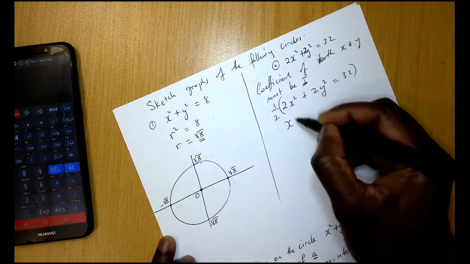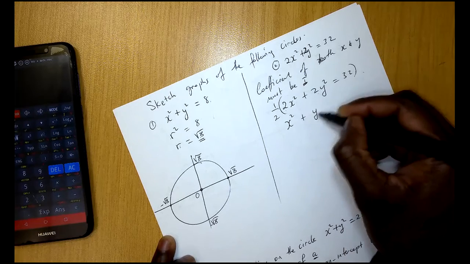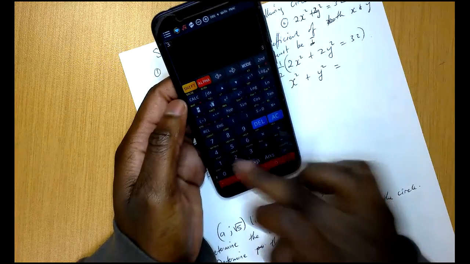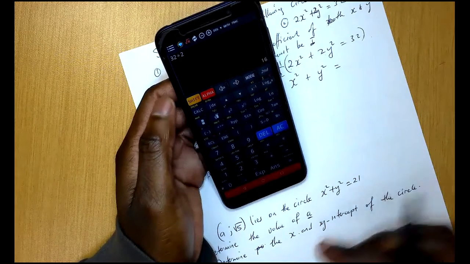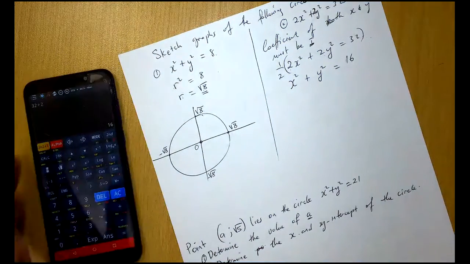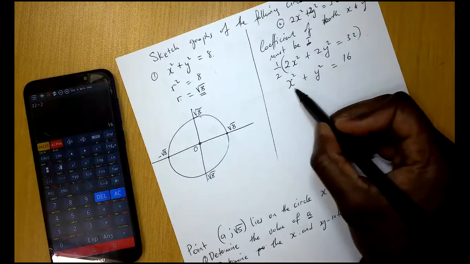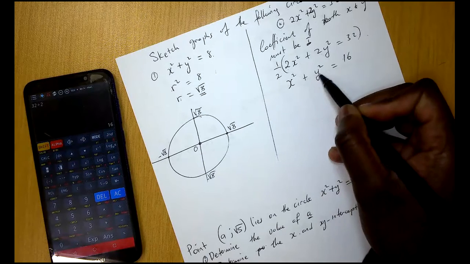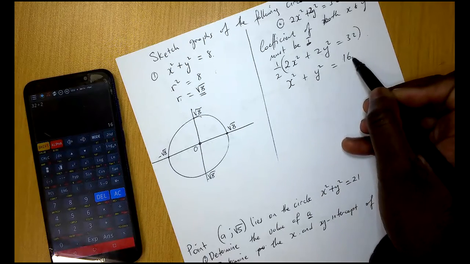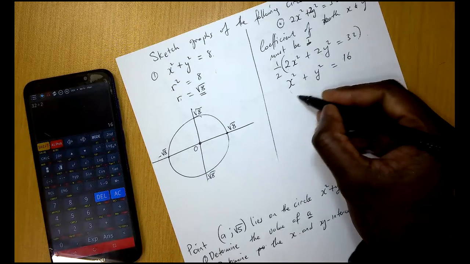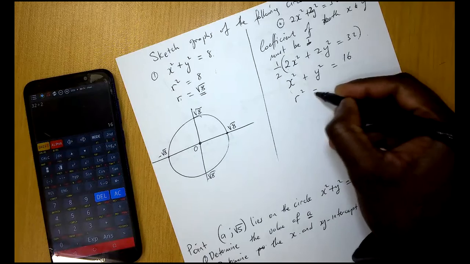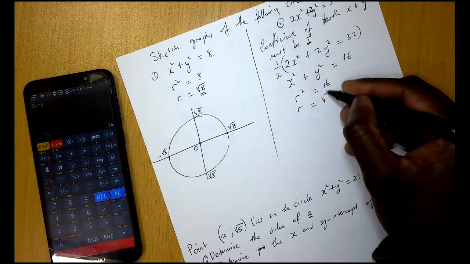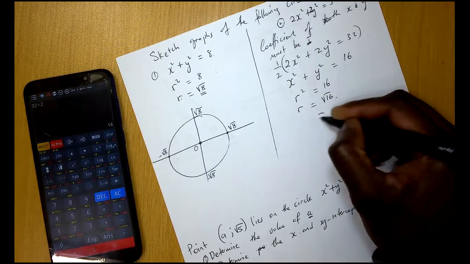Then you're going to get x squared plus y squared equal to 32 divided by 2. What do we get here? We get 16. So that's our value there. It's telling us that x squared plus y squared is equal to 16. So you must know that r squared is equal to 16, then r is equal to root 16, which is equal to plus or minus 4.